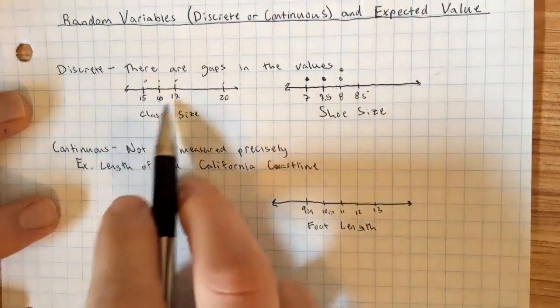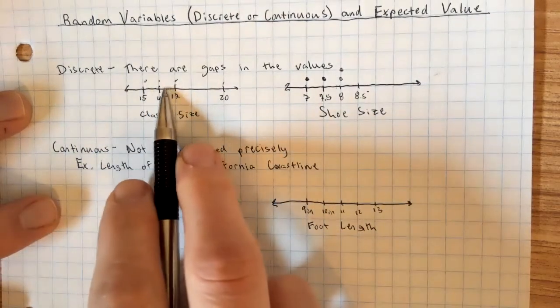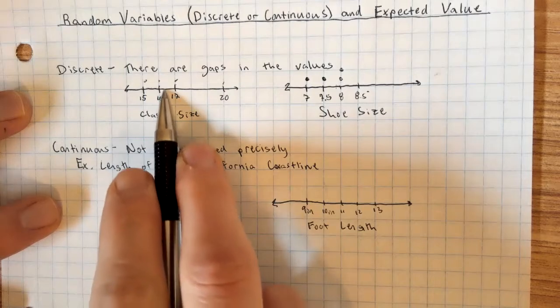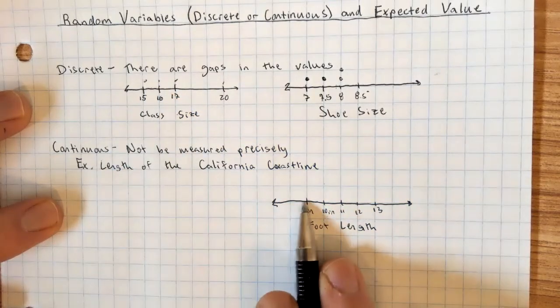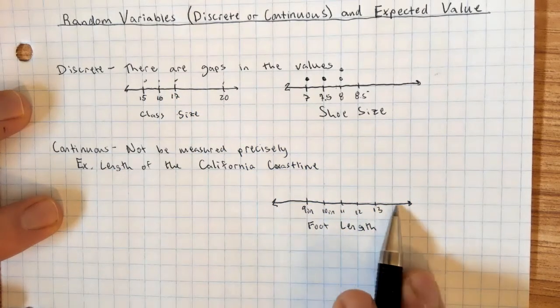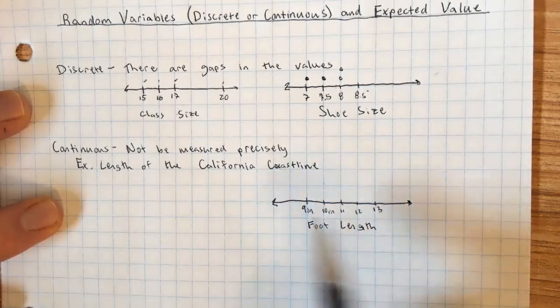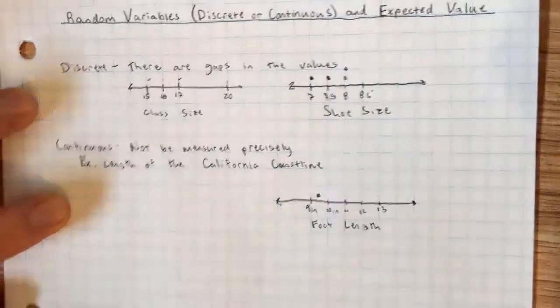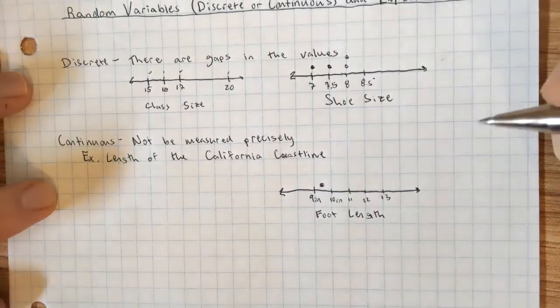Discrete, there are going to be gaps in between the values. Like I said, with class size, I can't break this down to like 16.3, but in this little dot plot that I started creating down here, we can absolutely have a value like right here, a student with a foot that is 9.4 inches long.